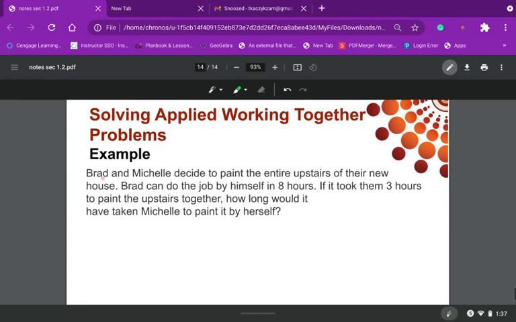So we have Brad and Michael decide to paint the entire upstairs of the new house. Brad can do the job by himself in 8 hours. If it took them 3 hours to paint the upstairs together, how long would have taken Michael to paint it by herself? So they paint together. We're asking how much time Michael will spend if he'll have to paint the house by himself.